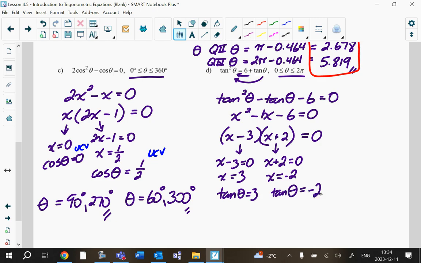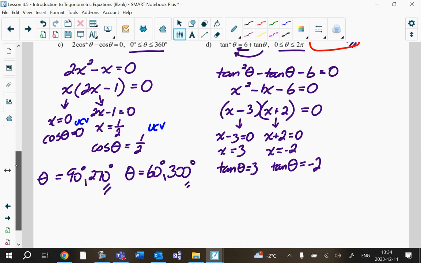What's that? No, if it's sine or cos, it would. Good question. And I think we'll see that a little bit later on. So unit circle values, no.